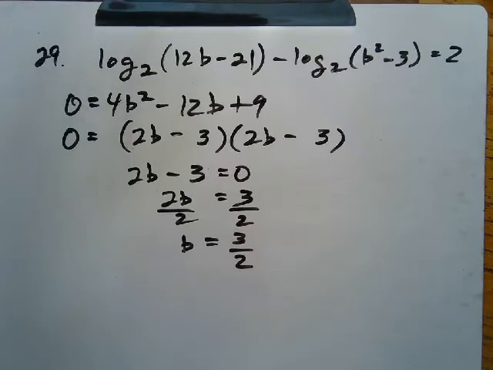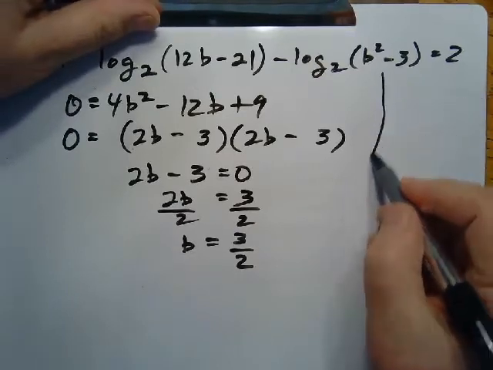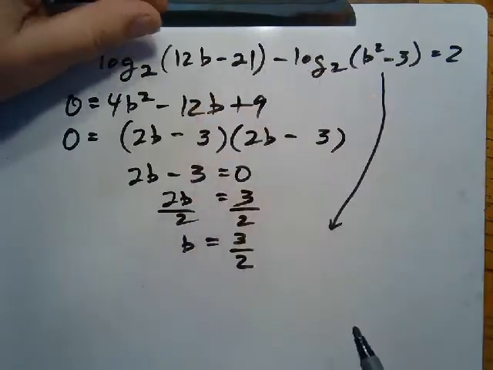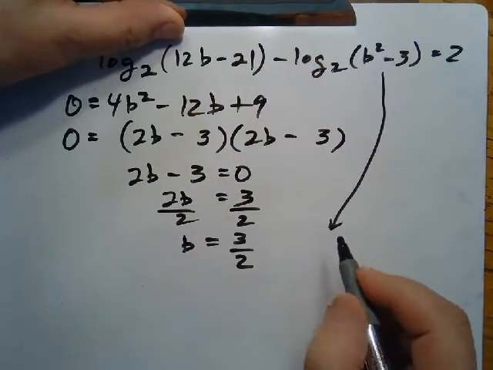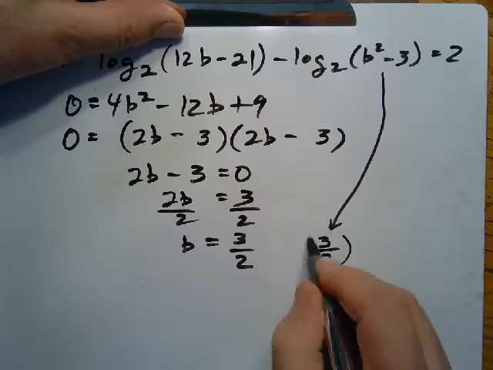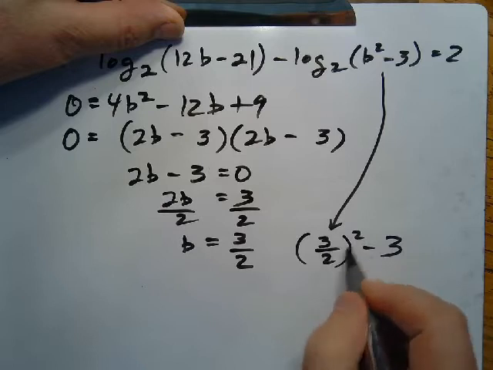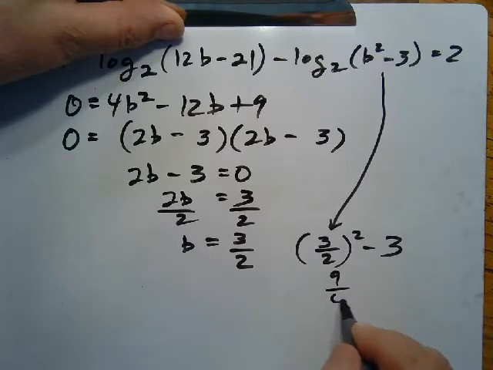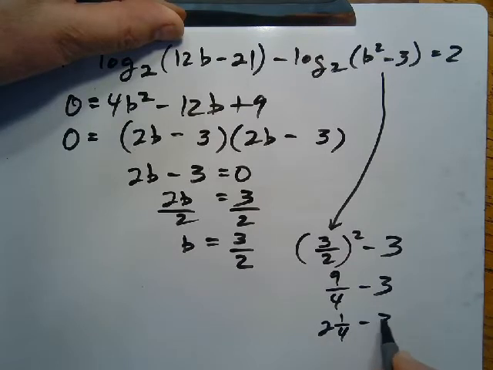Now, that looks like a good answer, except we haven't checked it back in the original problem. So I'm going to go ahead and check it back in this one. I probably have to check it back in that one too, but let's find out. 3/2 is b squared. Well, 3/2 squared is 9/4 minus 3. Well, 9/4 is 2 1/4 minus 3.